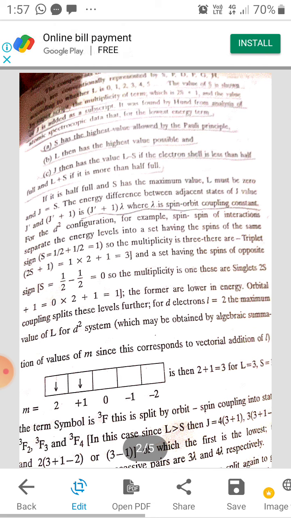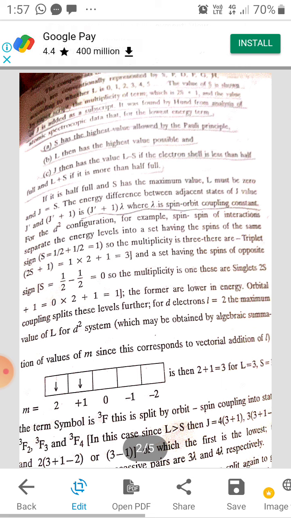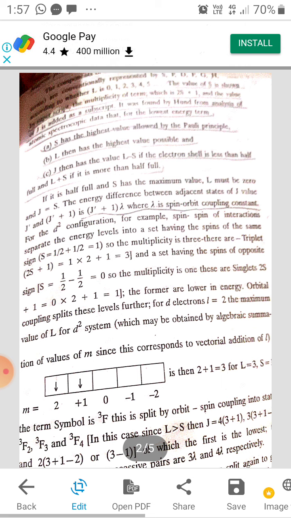S has the highest value followed by Pauli's principle. L has the highest value possible. Thus, J is the combination of L plus S. If it is half and S is maximum value, L must be 0 and J is equal to S.